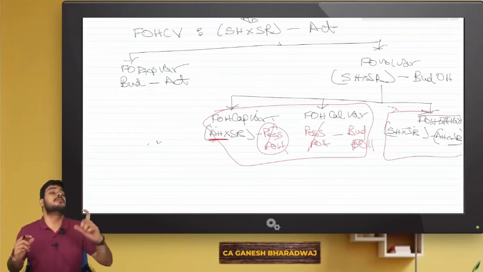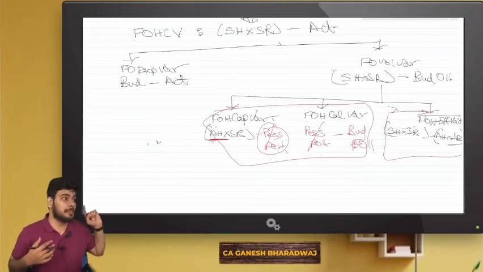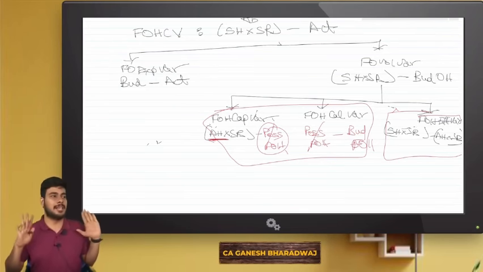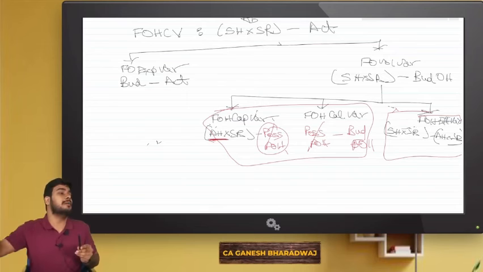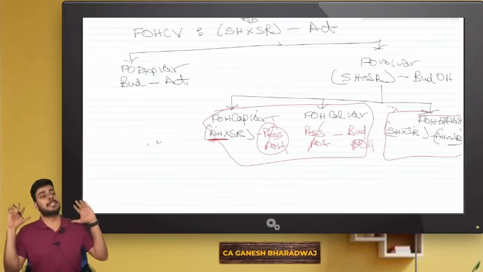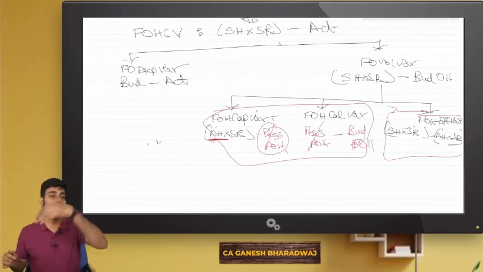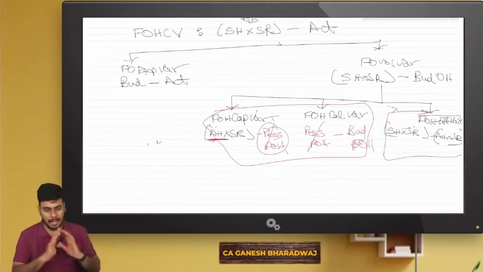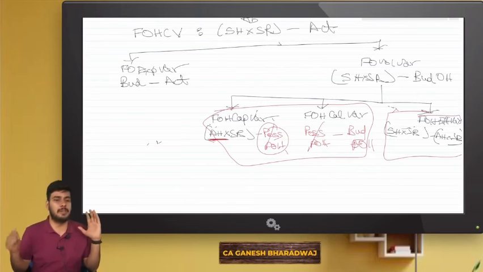First one, fixed overheads capacity variance. What you should remember: AH into SR minus possible fixed overheads, immediate knockoff. Your calendar variance will be possible fixed overheads minus budgeted fixed overheads. And finally, your efficiency variance will be your balancing figure, that is SH into SR, absorbed, minus AH into SR. Clear with this? Now you are able to understand, guys?